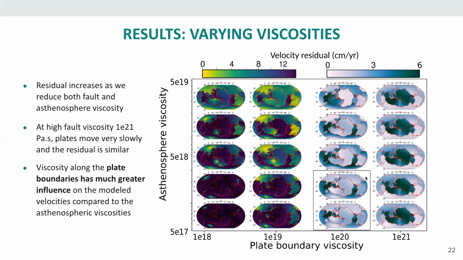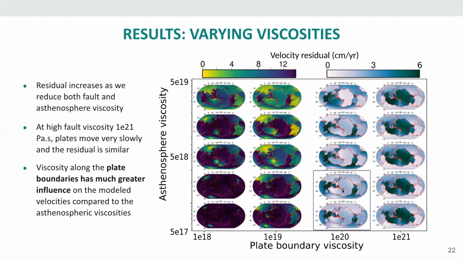intermediate plate boundary viscosity, so viscosity of 1e20, and low asthenosphere viscosity, so 5e17 to 1e18. And if we increase the plate boundary viscosity more, then we see almost no change in the residual. So the plate velocities look very similar without any influence of the asthenosphere viscosity. And the reason is that the friction between the plate boundaries is so high that the plates cannot slide past each other. So the observed residuals are just the negative of the GPS data we have.